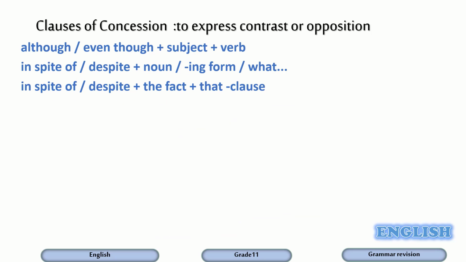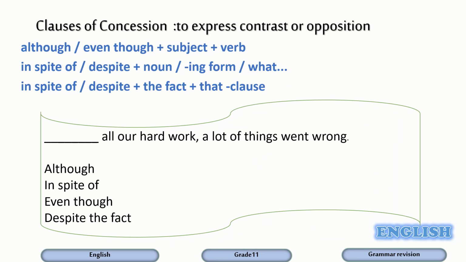Now, the clauses of concession, of course, they are used to express contrast or opposition. And this is the rule. The structure is different from one expression to the other. We have although, even though, in spite of, despite, or despite the fact that.